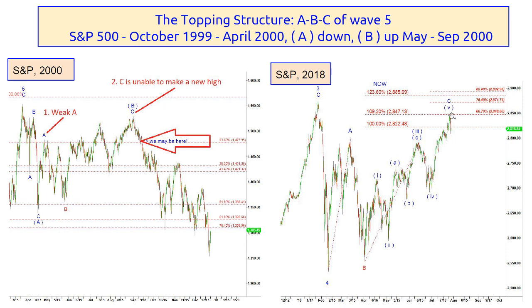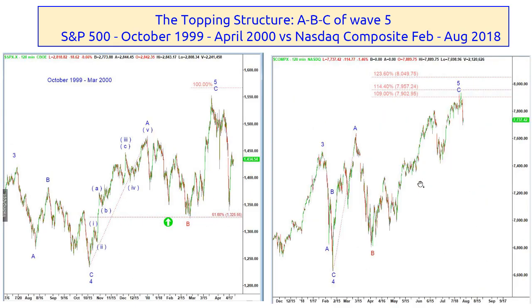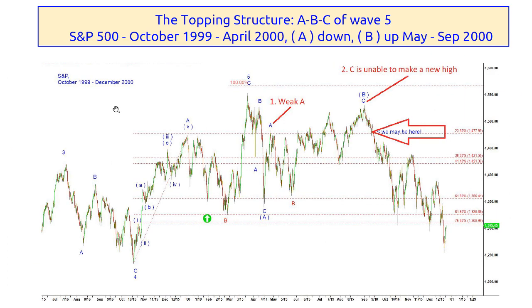That C was unable to take out the high made in wave 3, and that could not be counted as the very same pattern we actually found in Nasdaq of 2018, and that pattern we found in S&P in October 99, March 2000. So it's something completely different. And I managed to find that pattern a little bit further from April 2000. So it happened between April and September 2000. And as I mentioned before, it really looks like a corrective wave B.